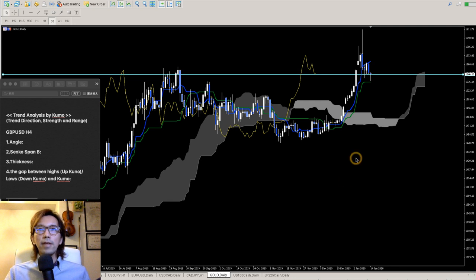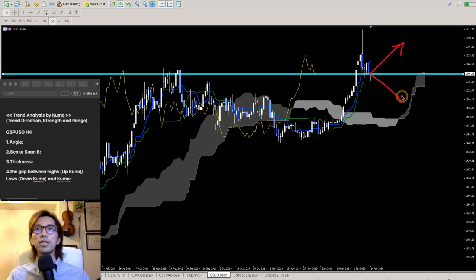Why I watch the daily chart first and then analyze the lower time frames is that, first of all, I take profit based on the daily chart. And also, if you know by the daily chart that the price can go either direction, right? I said that on the daily chart the Kumo is horizontal, Senko span B is flat, and Kijunsen is also flat, so that means the market can go either direction.